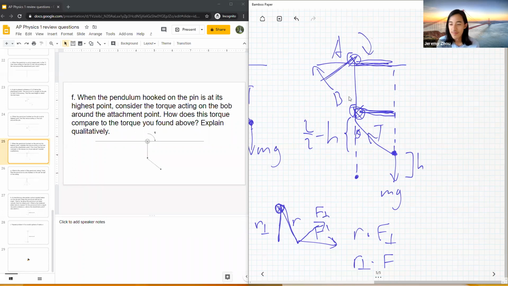Then the torque on this point was actually bigger than the torque here. For those of you who are familiar with angular momentum, this makes sense, because when this bob reaches the bottom, the velocity is some v. So the angular momentum of this ball around this point is less than it is around this point, because the radius is bigger. And it makes sense, because you need a bigger torque to produce a bigger angular momentum. Any questions?